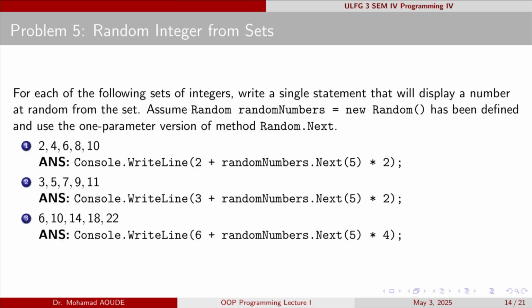Here, you take randomness a step further. Instead of generating any number, you generate one from a specific set, e.g. for the set 2, 4, 6, 8, 10, we write 2 + 2 * random.Next(5). This shows how you can generate structured patterns using base values and steps. It's a clever use of arithmetic progression with randomness, a concept that pops up in simulation design.